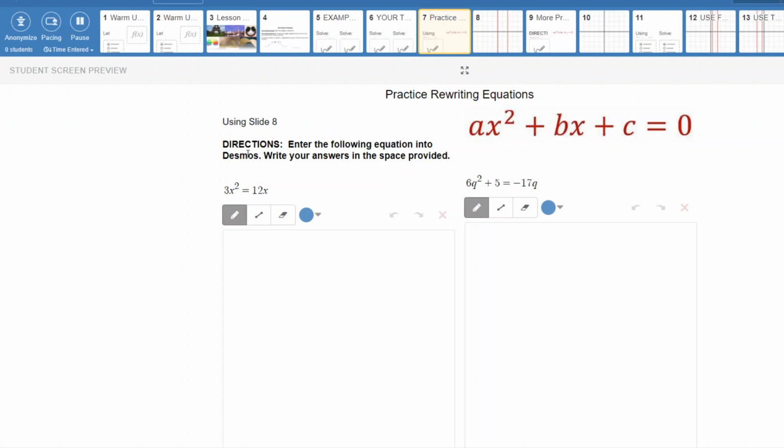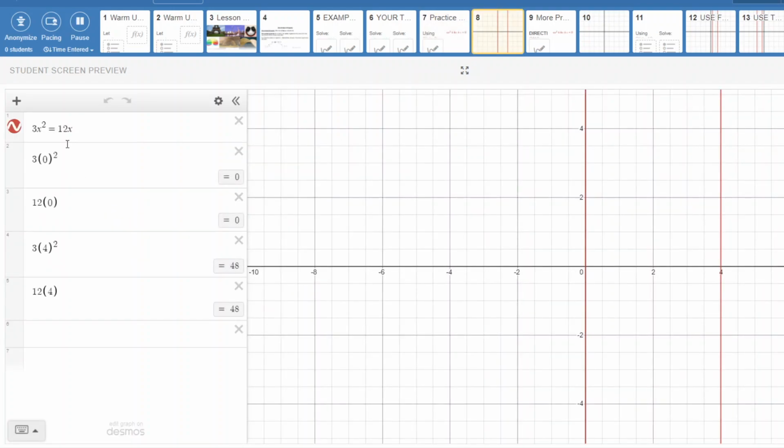So it says enter the following equations into Desmos. I think the first one I've already typed in for you: 3x squared equals 12x. What you're looking for is that same thing you've been looking for this whole unit. Look for those intercepts, 0 and 4, and that's it. That's your answer for this question.